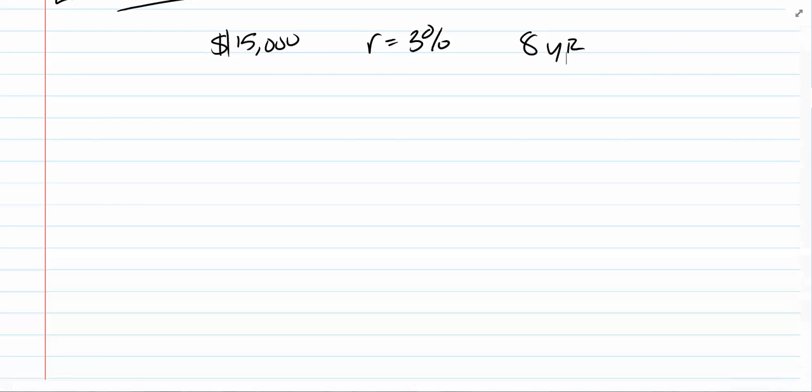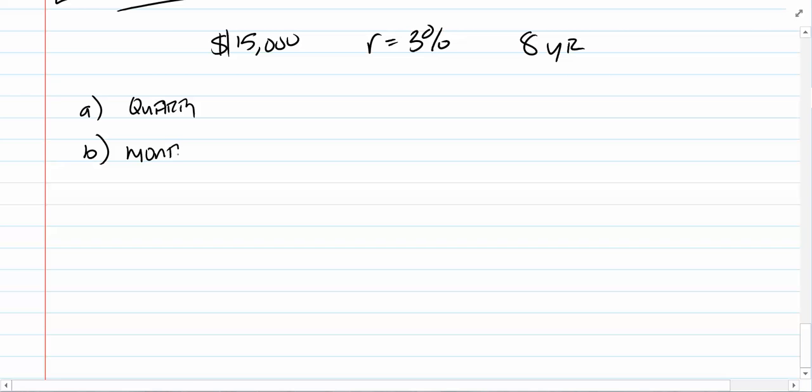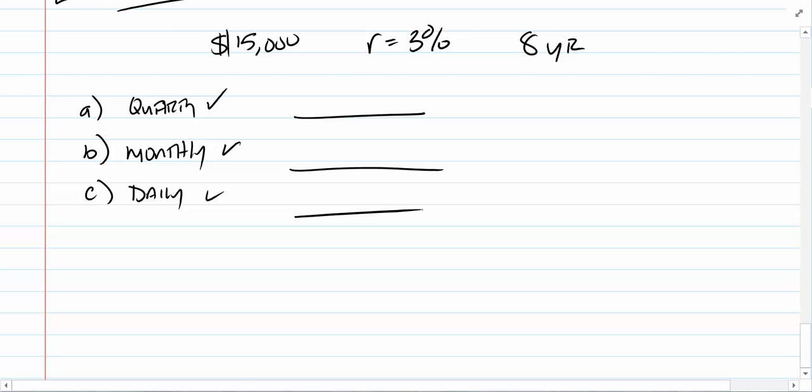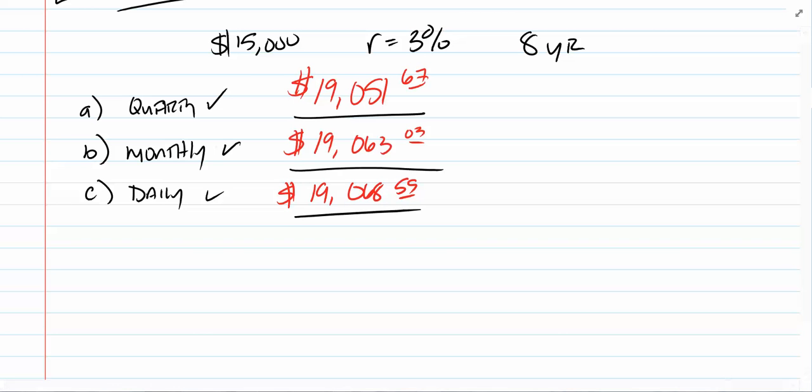And what I would like you to do, okay, and you guys can all work together on this, I want you to do it quarterly. Okay, I want you to do it monthly, and I want you to do it daily. Okay, so I want you to compound quarterly, monthly, and daily and get those 3 values out, and we should see some kind of a trend. So I want you to work together. You can split it up however you want, but let's do quarterly, monthly, and daily compounding, $15,000, 3% for 8 years, okay?